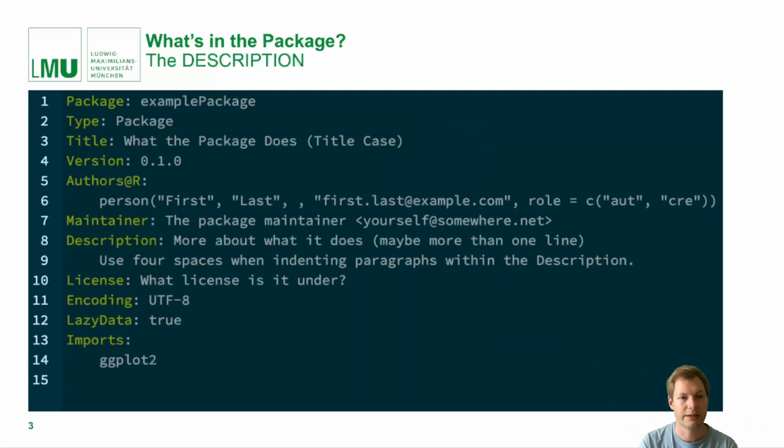So here you see an example DESCRIPTION file, which is largely auto-generated from RStudio. First we have the name of the package, then that it is an R package. I think there's not really any other type, so this is all auto-generated. You don't need to worry about this too much.